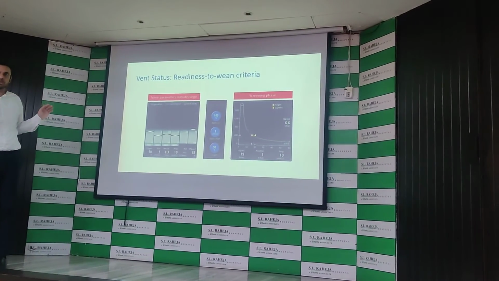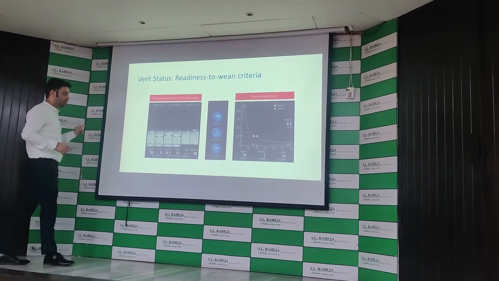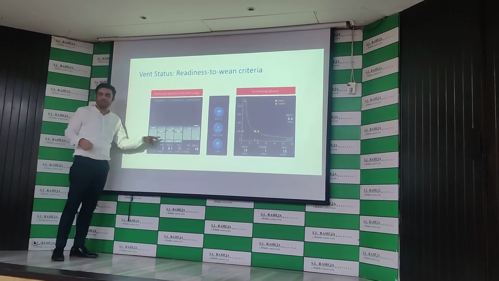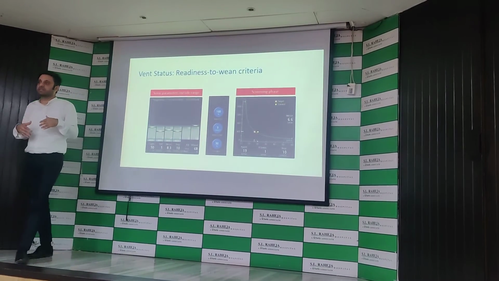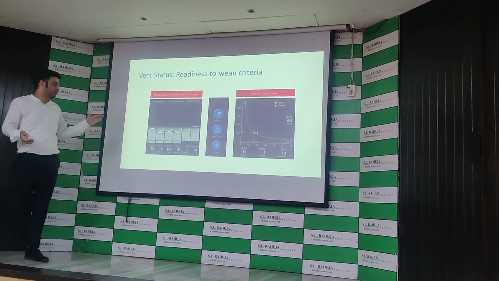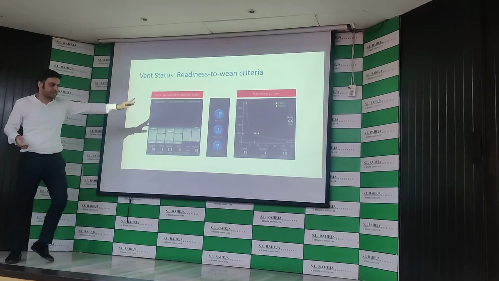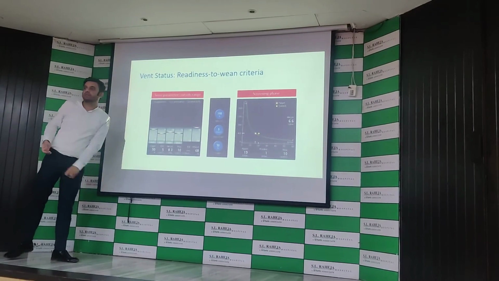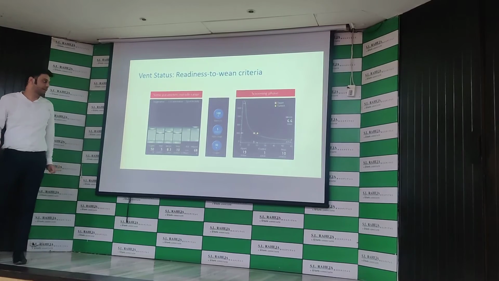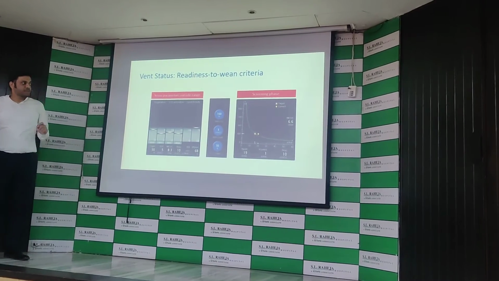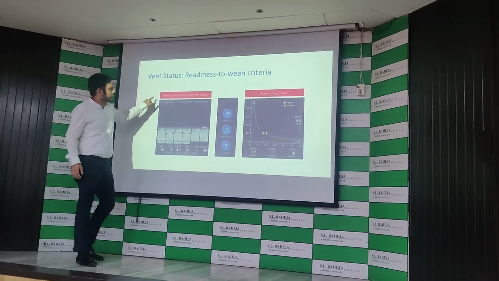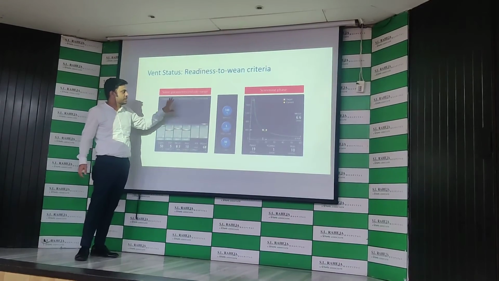So we need to observe this vent status completely, which includes our oxygenation, our percentage of spontaneous breaths, and the minute ventilation. You can see the minute ventilation in liters per minute here, whether he is achieving the target minute ventilation or not. These are some parameters which can be observed.